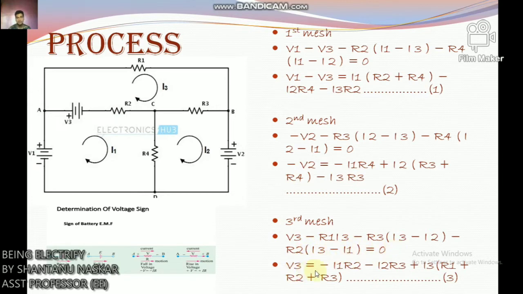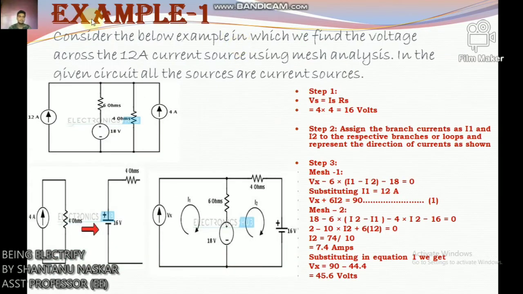So we can write V3 equals to minus I1 R2 minus I2 R3 plus I3 within bracket R1 plus R2 plus R3, which is number 3 equation. Okay, so these are our mesh equations. We are just applying the simple KVL, and this rule you have to remember. If you know this rule and KVL, you can easily calculate those mesh, and nothing is complex in this mesh analysis. So now we will go through an example.